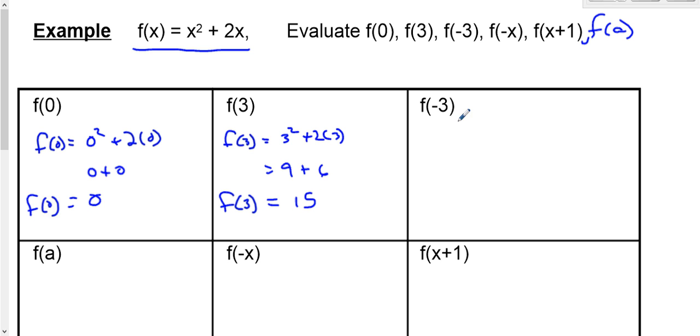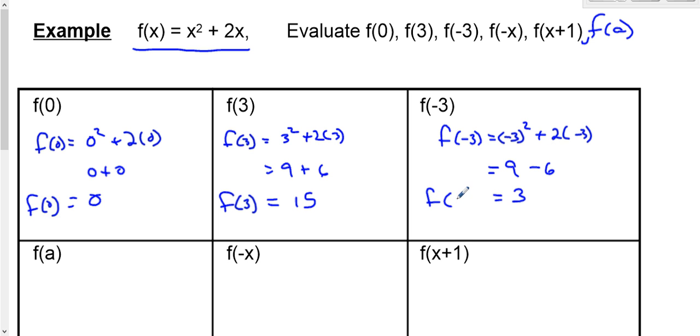Same thing here with f of negative 3. If we plug in negative 3, we will get negative 3, obviously in parentheses, squared, plus 2 times negative 3. That gives us 9 plus a negative 6, or minus 6, which gives us 3. So the function evaluated at negative 3 is equal to 3.